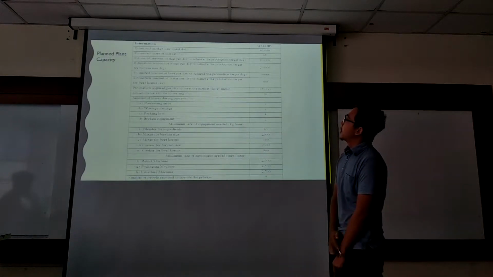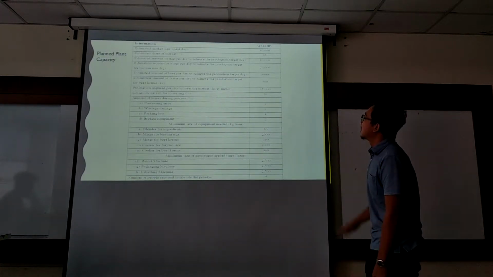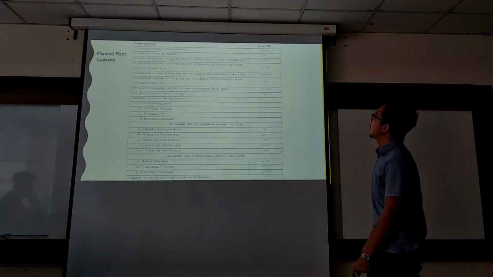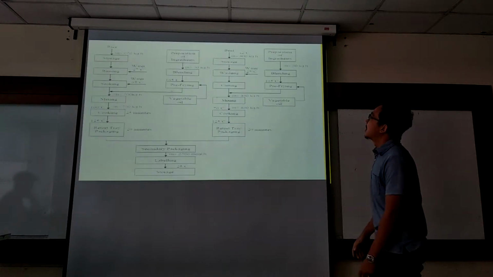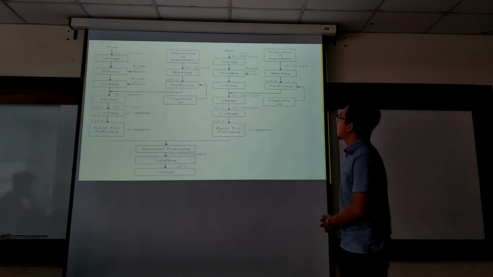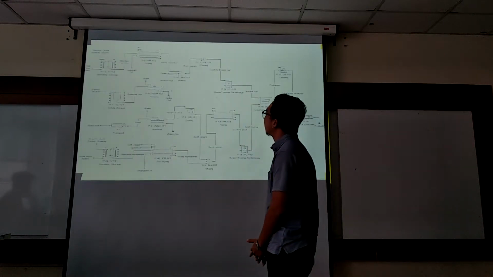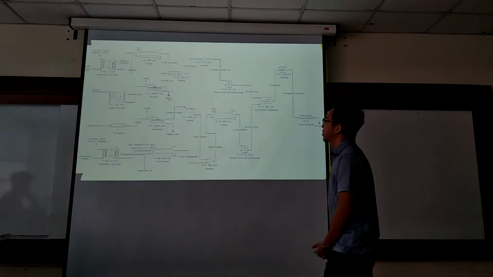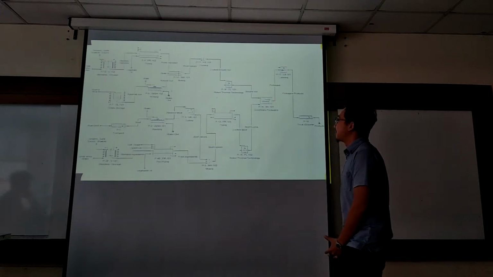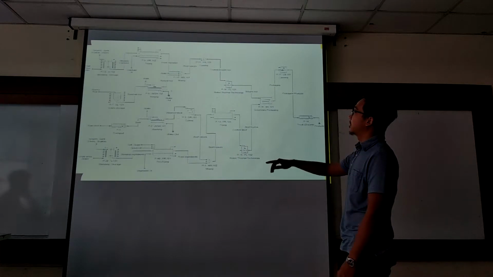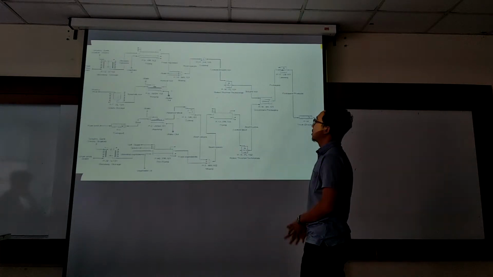Okay, this is the summary of our plant capacity. Next, this is our block diagram. This is the process flow diagram with the unit operation for each process.